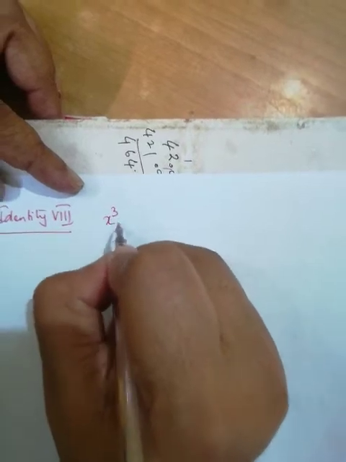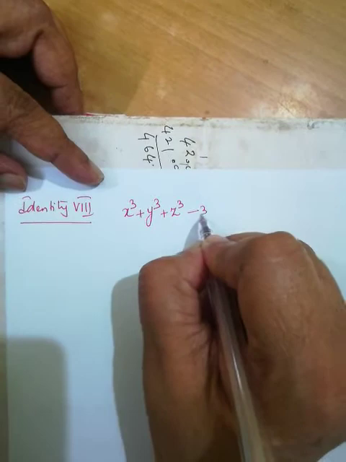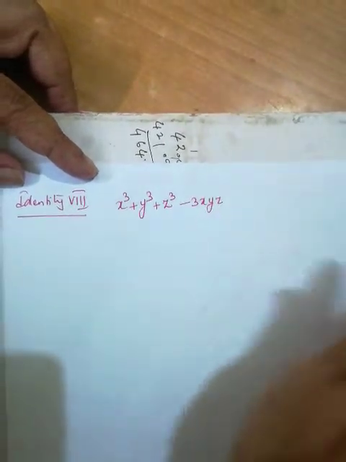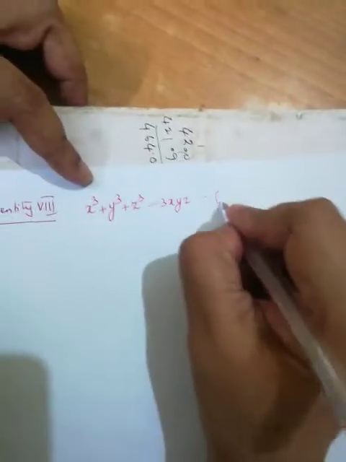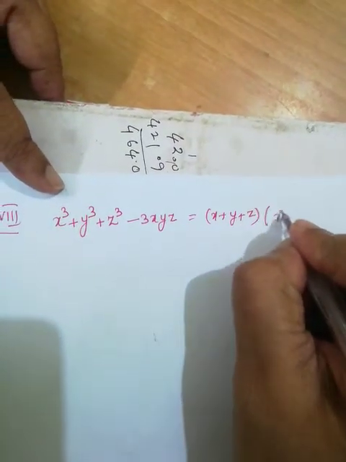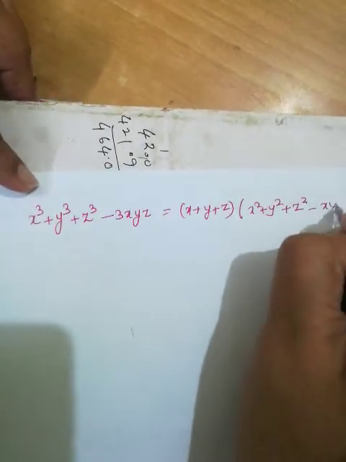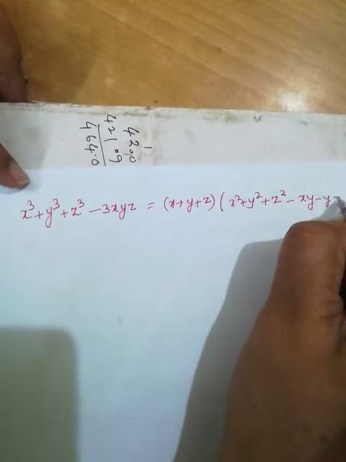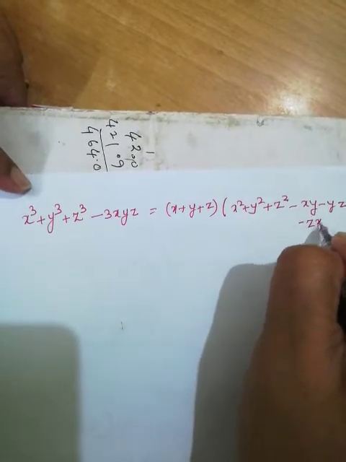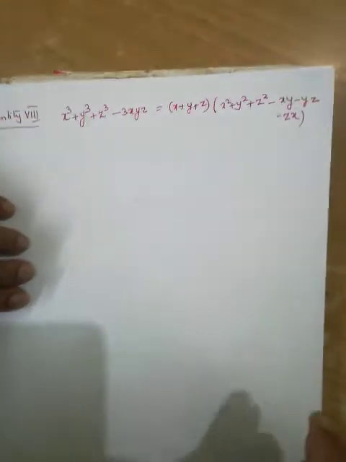identity that x cube plus y cube plus z cube minus 3xyz is equal to (x plus y plus z) into (x square plus y square plus z square minus xy minus yz minus zx). Okay, important and a little difficult to learn, but you have to learn it today itself.